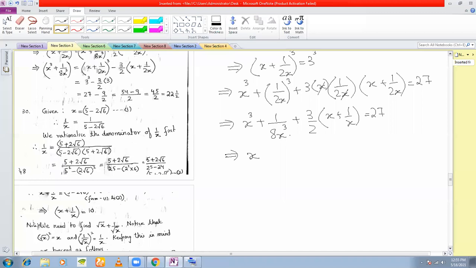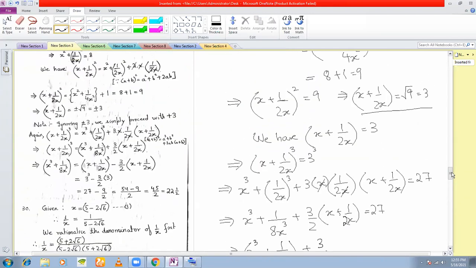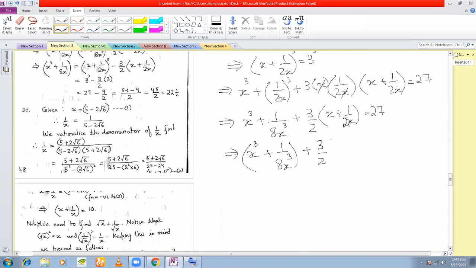Put the value of x, this is x plus 1 by 2x. So this is x cube plus 1 by 8x cube plus 3 by 2. Now x plus 1 by 2x here is 3, right? We have found out. Multiply this by 3. And now this is done.